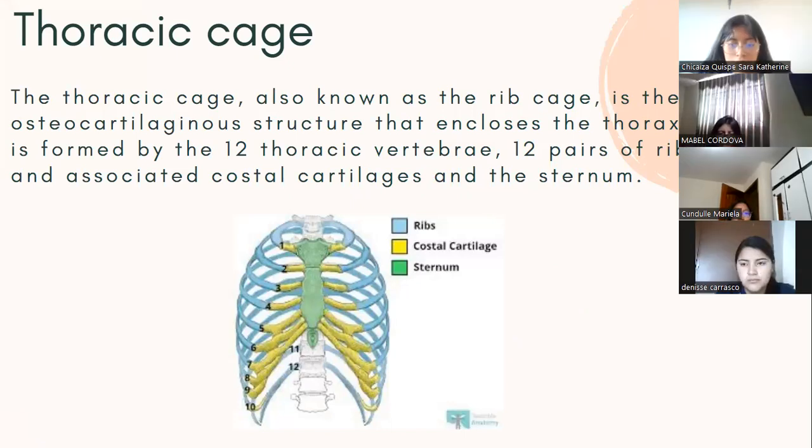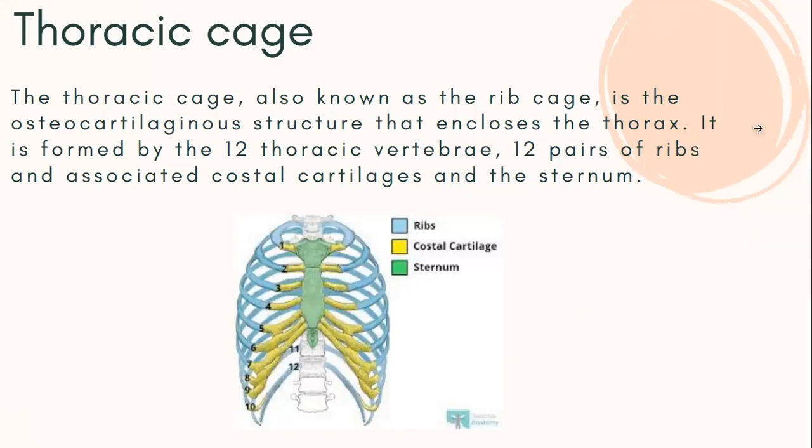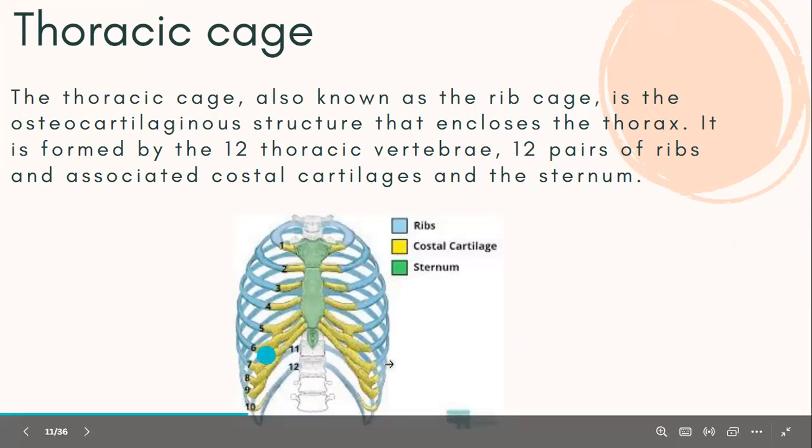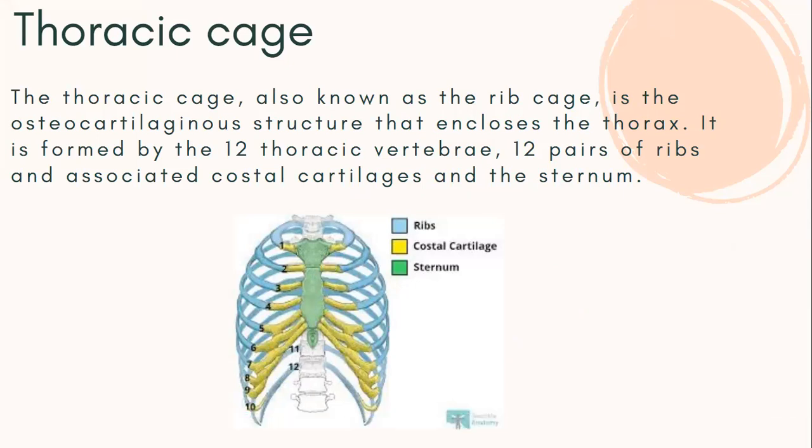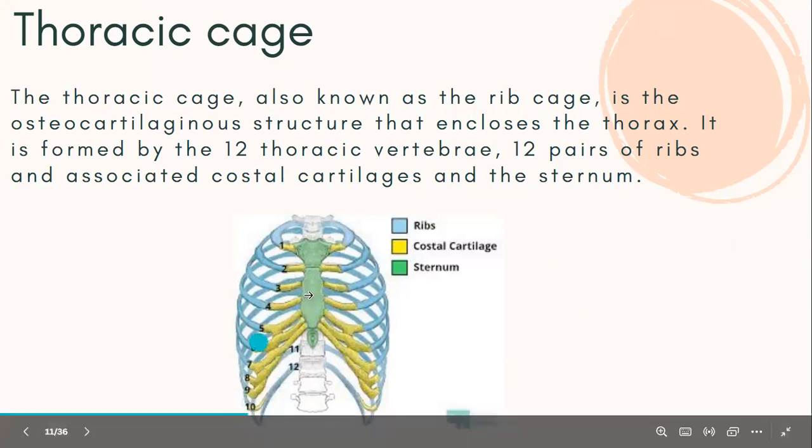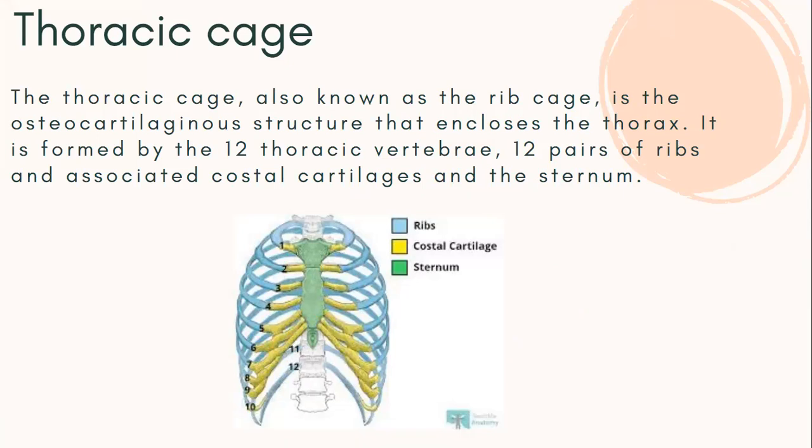The thoracic cage. The thoracic cage, also known as the rib cage, is the osteocartilaginous structure that encloses the thorax. It is formed by the 12 thoracic vertebrae, 12 pairs of ribs and associated costal cartilages, and the sternum.